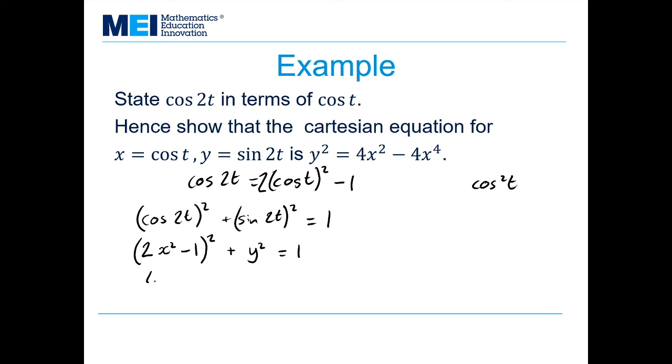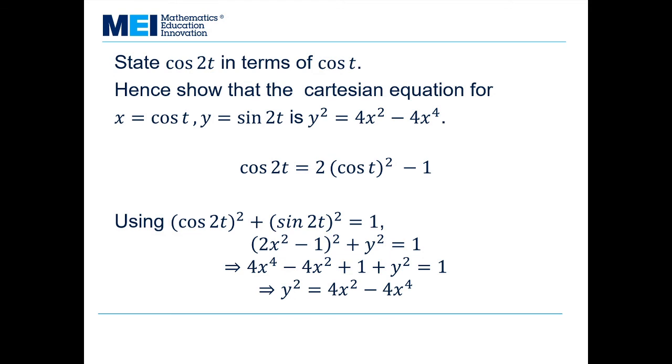Now expanding this out gives me 4x to the 4th minus 4x squared plus 1 plus y squared equals 1. And then I can just rearrange this to get y squared equals 4x squared minus 4x to the 4 as required.